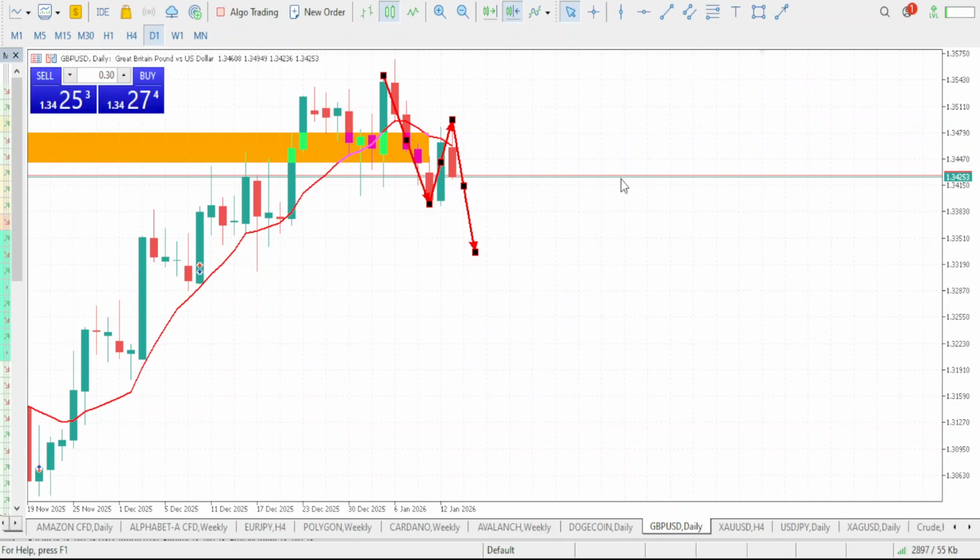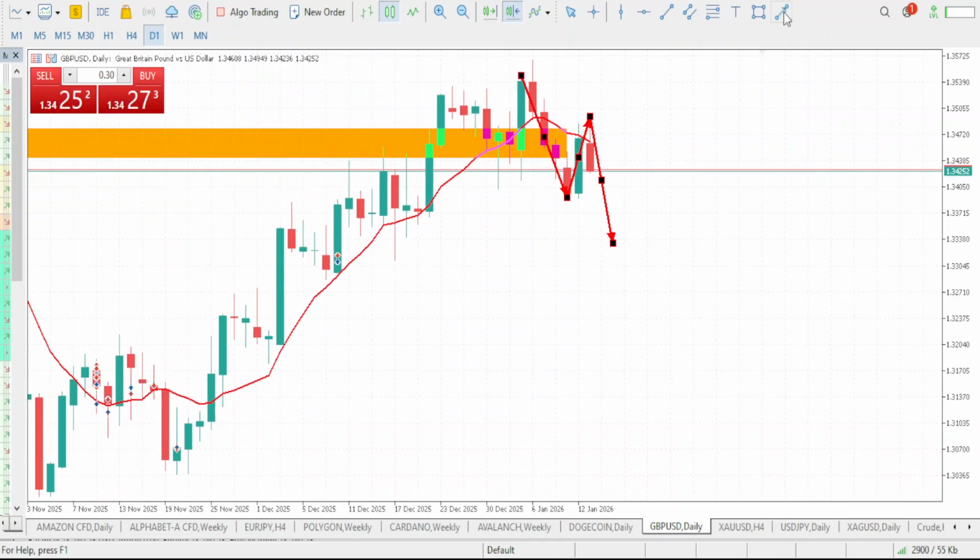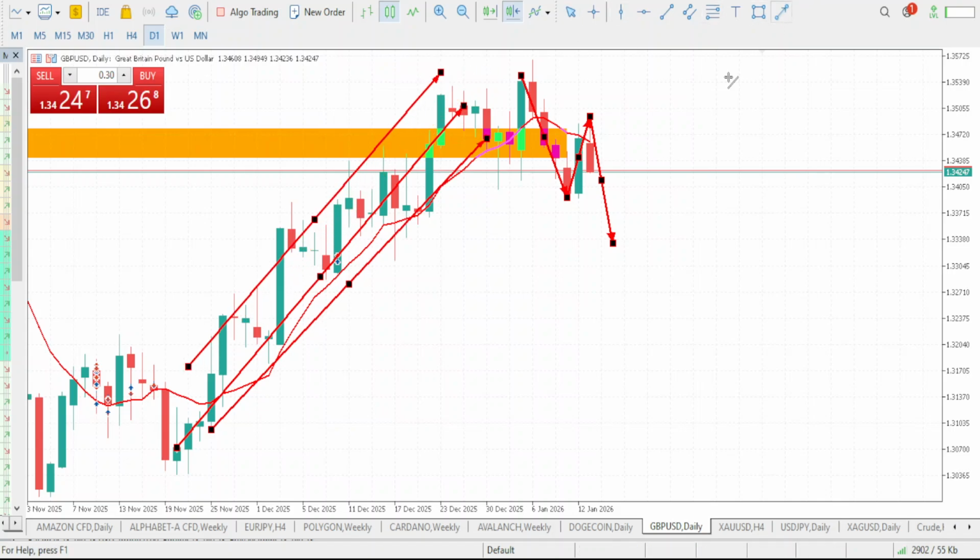So we have now reversed from an uptrend to a downtrend. So this was the previous trend, which is what? An uptrend. The previous trend was an uptrend move. Now we are in a downtrend move. So that is to tell you that more sell is to come on GBP USD.